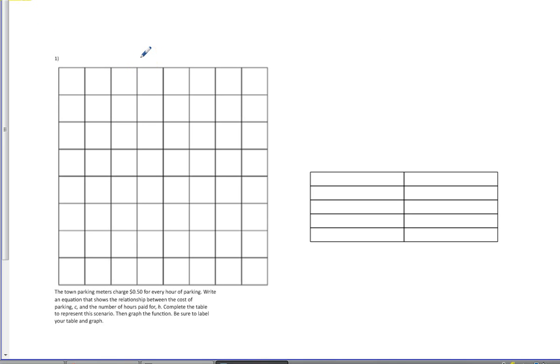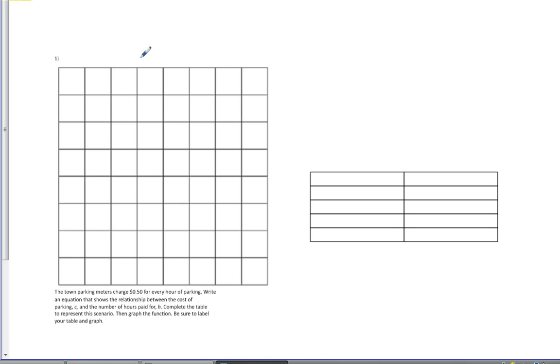Okay, in this situation, it says the town parking meter charges 50 cents for every hour. So in your minds, you should be thinking, okay, 1 hour is 50 cents, 2 hours is $1, 3 hours. So you see that we're having a multiplication problem going on here. So it says write an equation that shows the relationship between the cost of the parking, C, and the number of hours paid for, H. Complete the table to represent the scenario. Then graph the function and be sure to label your table and graph.